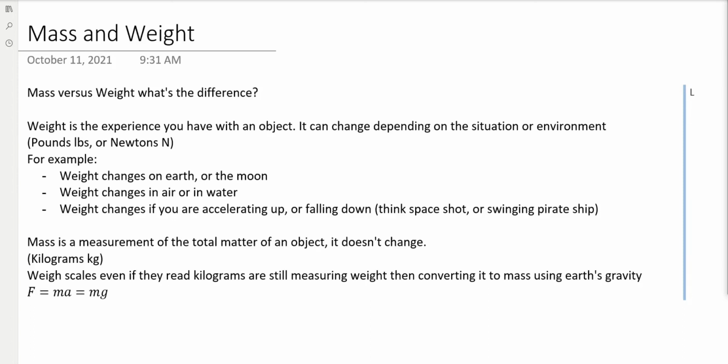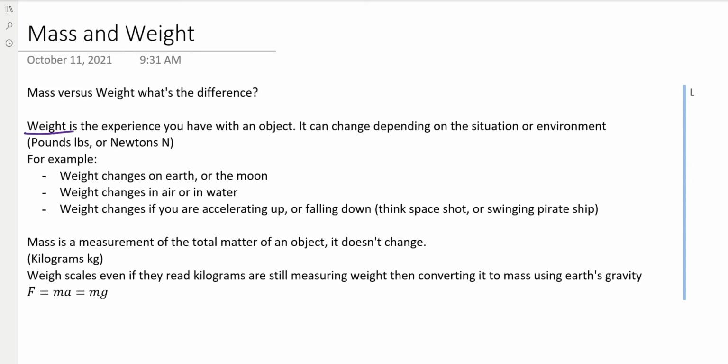Hello and welcome to my video where I'm going to talk about mass and weight and what's the difference between them. There are tons of good videos about this from other people, so take a look at those if you're interested. That's my recommendation. But with that said, here is just a brief overview of mass and weight.